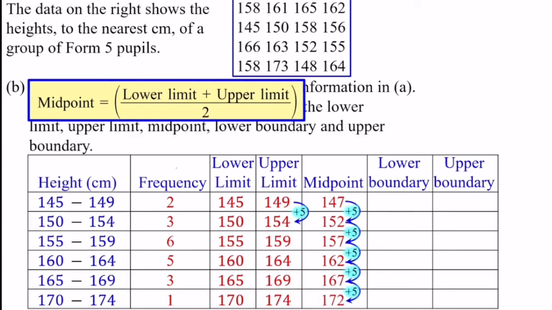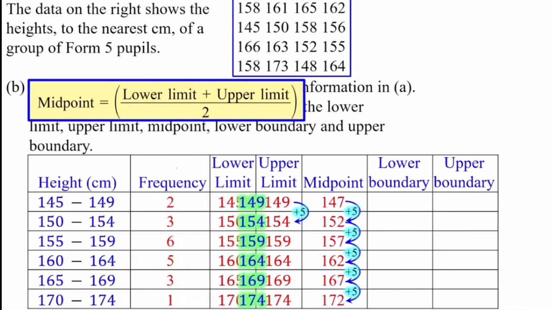Then how about the lower boundary? Have I taught you how to find the lower boundary? If not, then make sure you learn. These are the basics for statistics, which are very important. How to find the lower boundary according to the definition just now. We have learned the definition for the lower boundary, right?